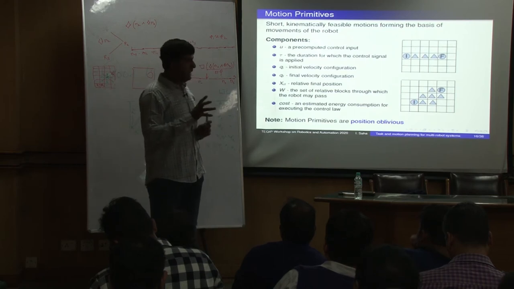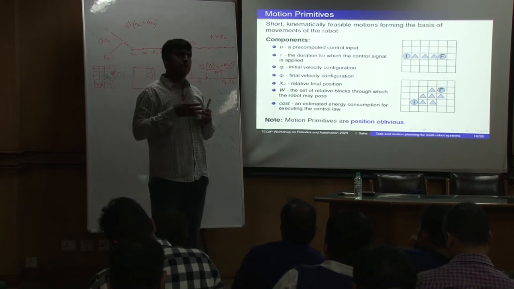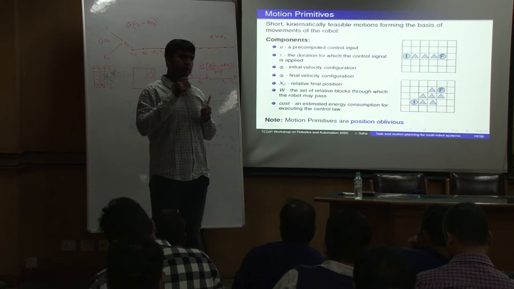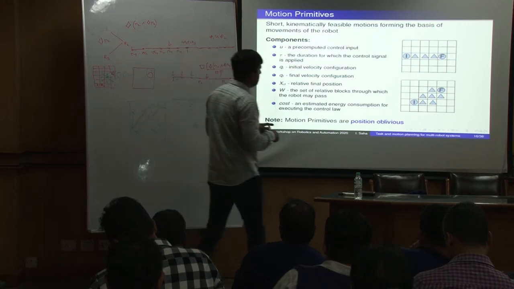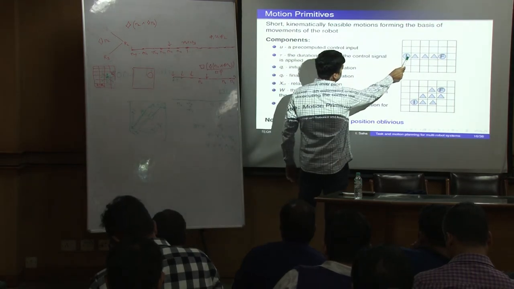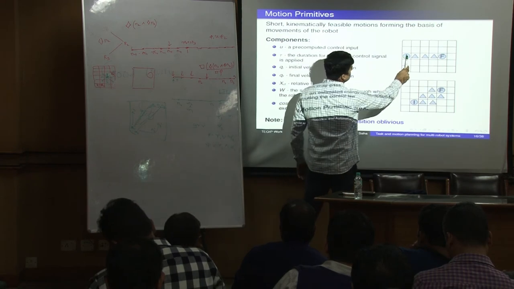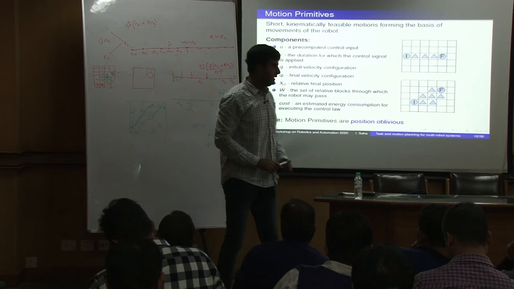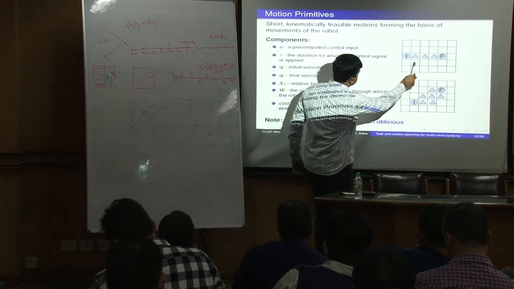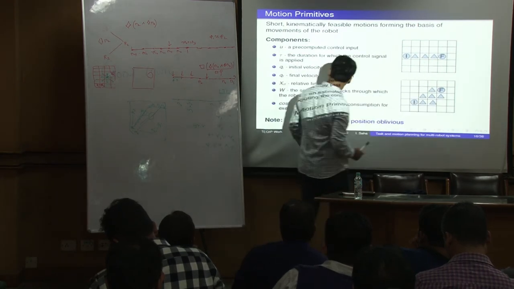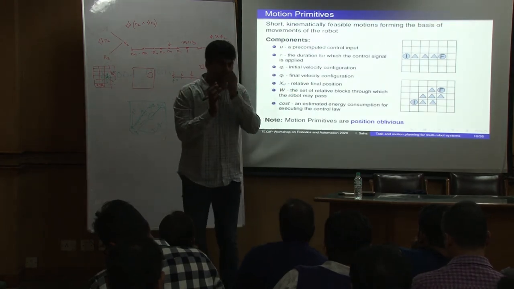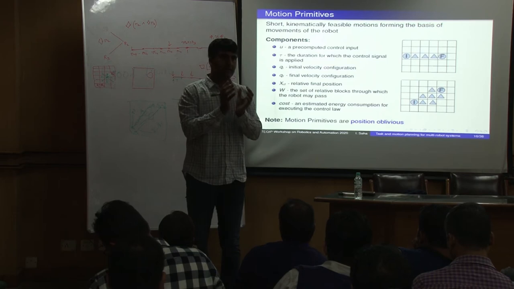This is a set of intermediate locations through which the robot might pass from its initial location to the goal location to execute this motion primitive. For example, here you see that if this motion primitive is applied here, it might pass through these intermediate locations. Similarly, if it is applied here, it might pass through this intermediate location. So this set is given in the form of some relative locations.